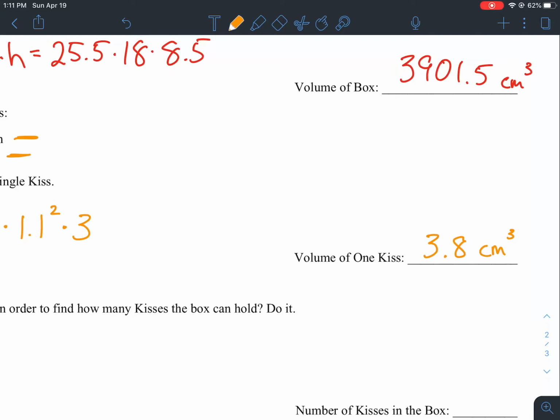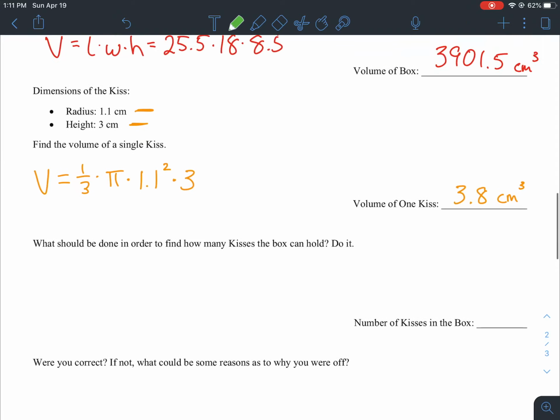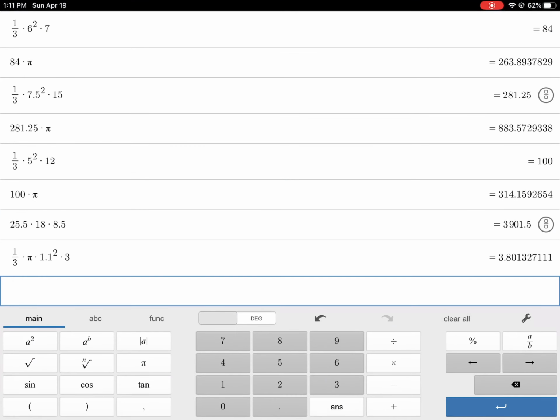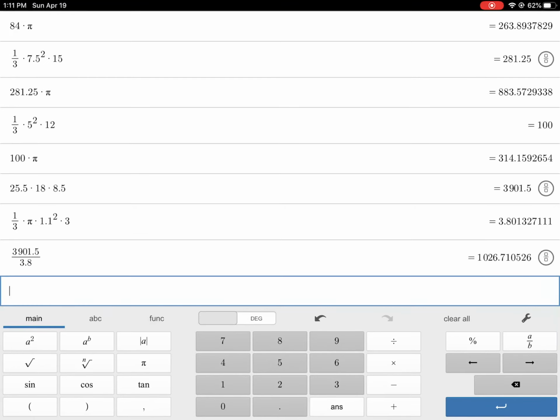So if the box is 3,901.5 centimeters cubed and one Hershey's Kiss is 3.8 centimeters cubed, what should be done with the numbers that we found in order to find out how many kisses the box can hold, and then do that math? So hopefully we are thinking that if each kiss is 3.8 centimeters cubed and the box can hold 3,901.5 centimeters cubed, we would do 3,901.5 divided by 3.8.